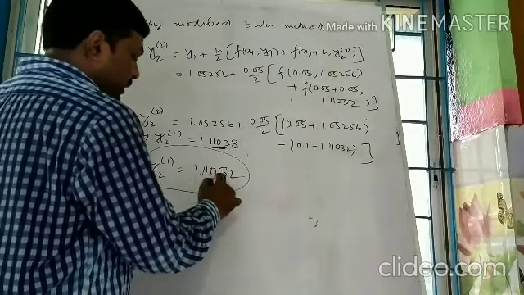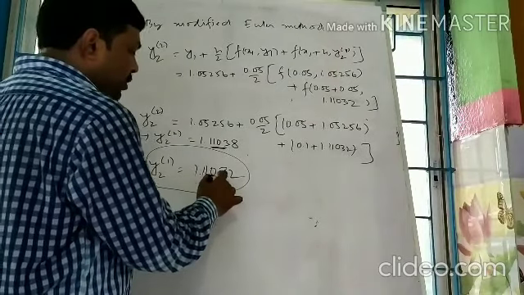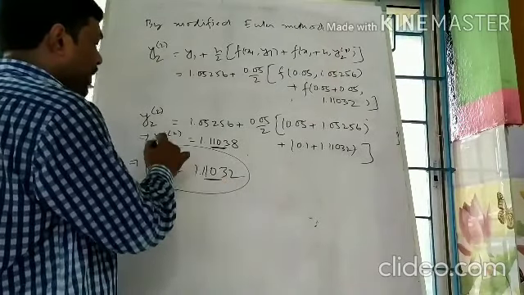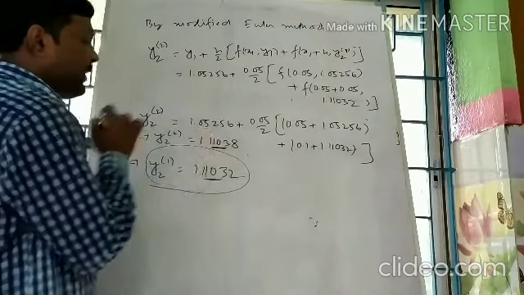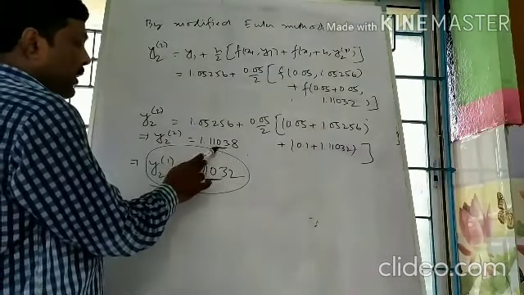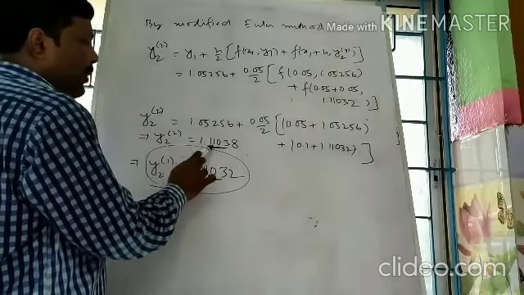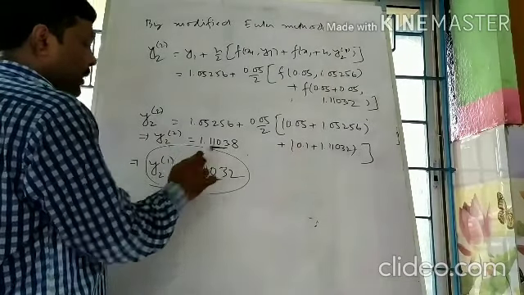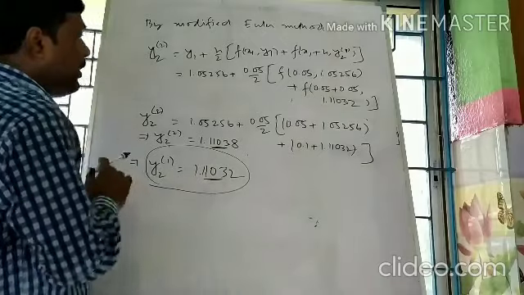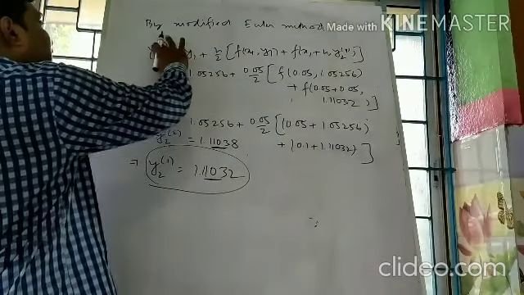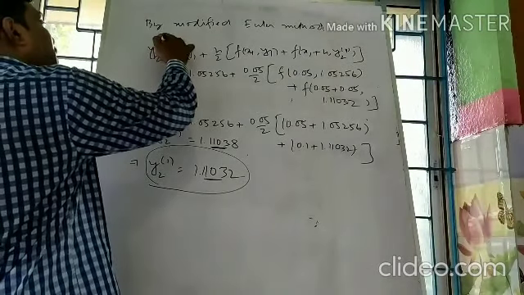y22 is 1.11034, correct up to 4 decimal places, but y21 is 1.11032. These are not equal, so you have to calculate the third approximation of y2.